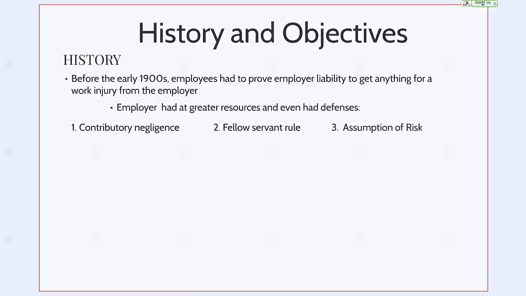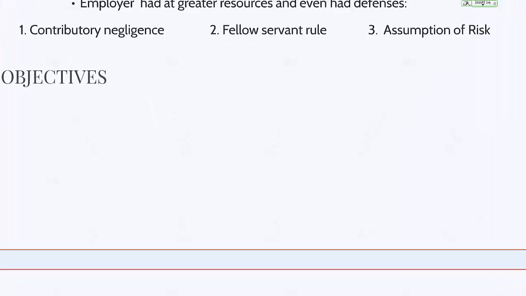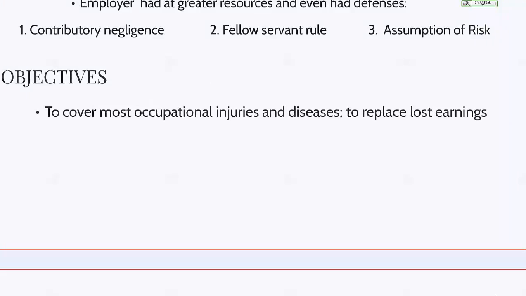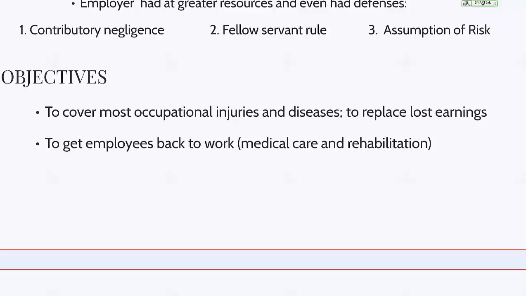And the assumption of risk rule, which is that if you're engaged in a high-risk occupation, such as a railroad worker or coal miner, you may be barred from recovery because presumably your wages are higher for bearing that risk, and you should be saving to pay for any resulting injuries. But workers' compensation replaced all of that. This seemed unfair to most people in society, and so now workers' compensation objectives are to cover most occupational injuries and diseases and to replace lost earnings, and to get employees back to work by providing medical care and rehabilitation.